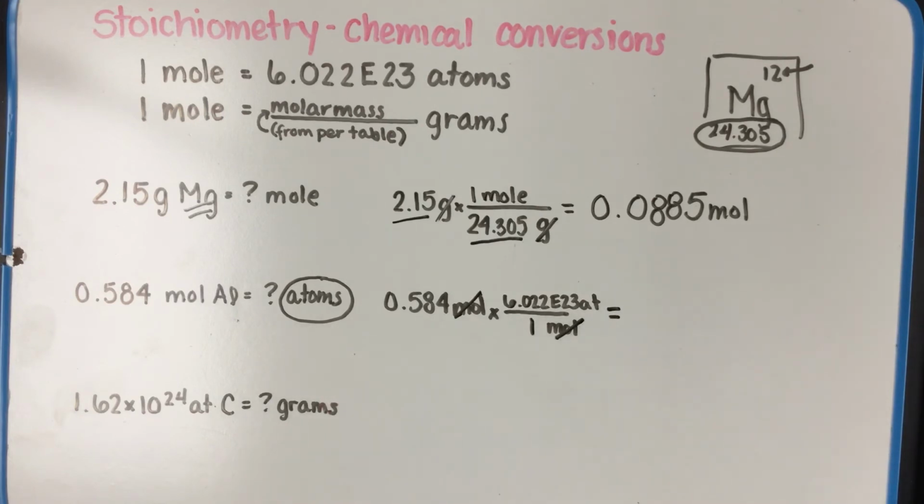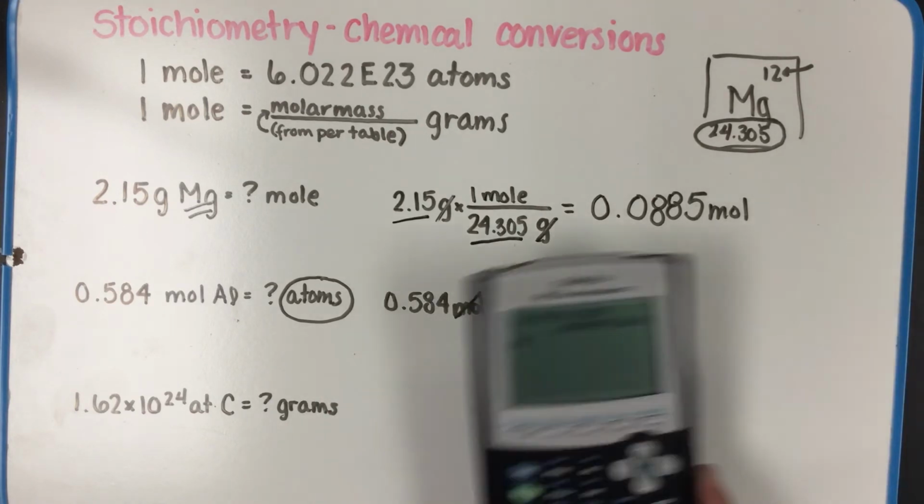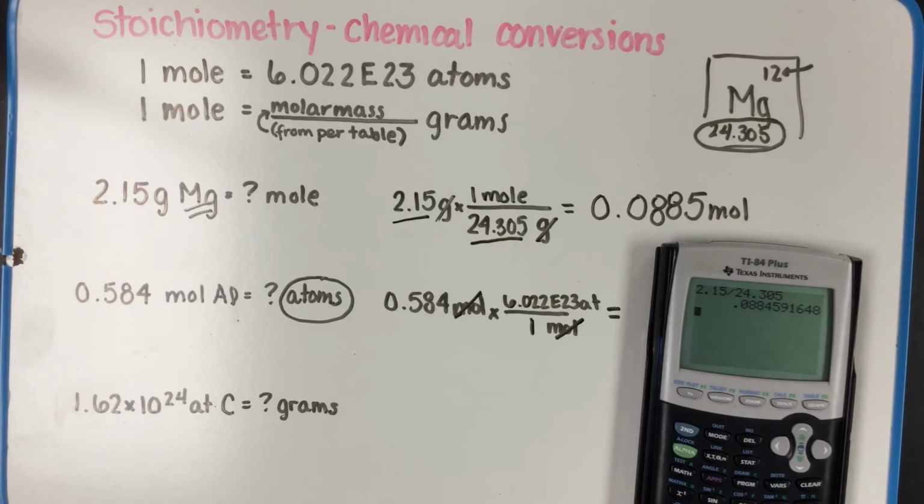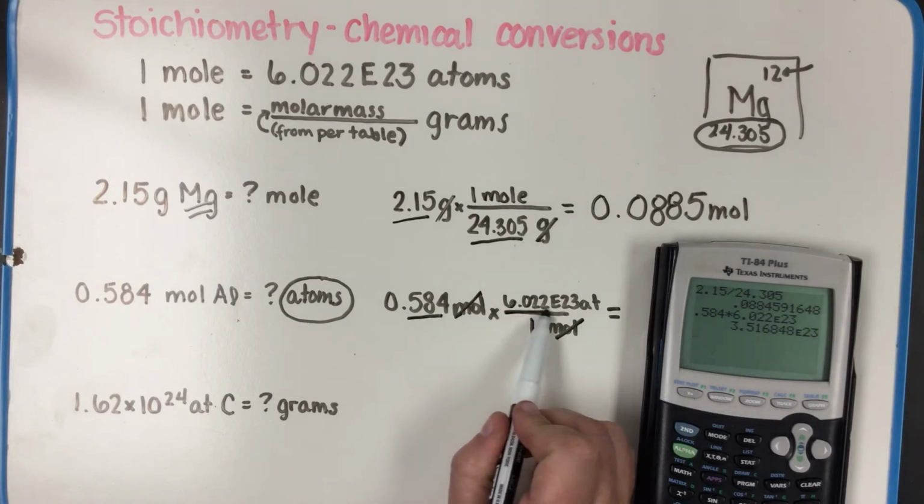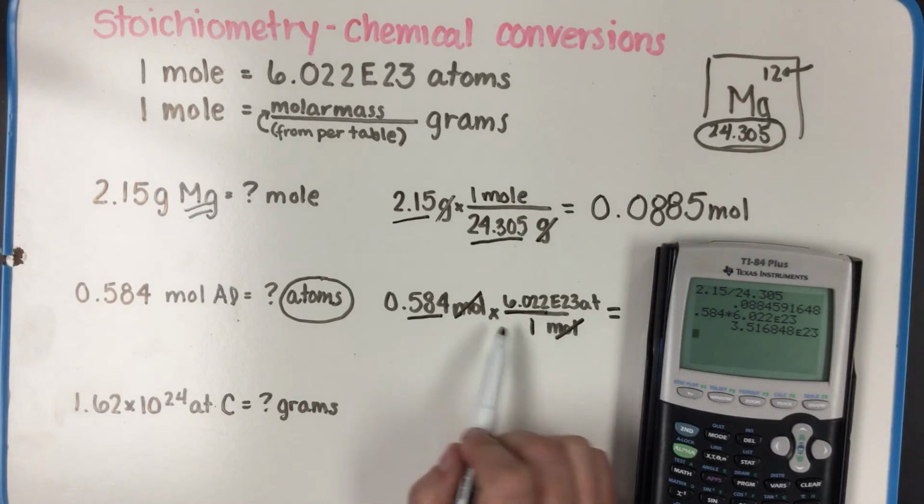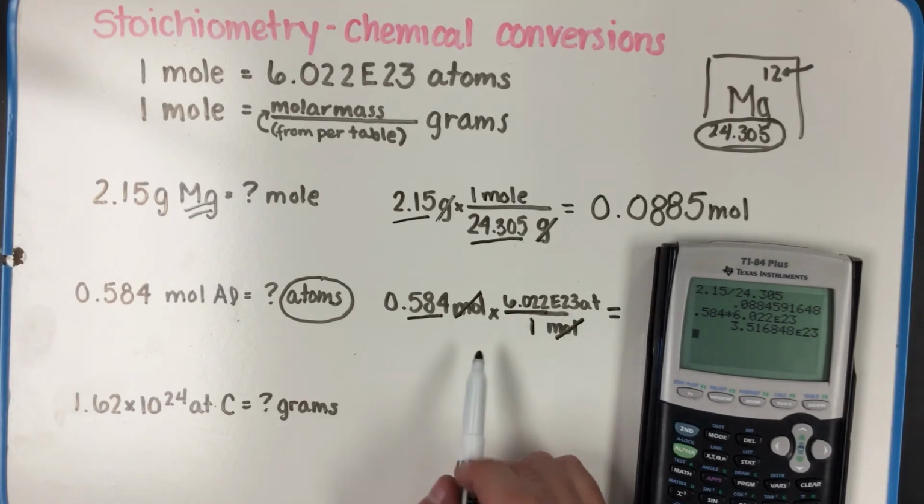Since we want atoms, we're finished the problem, and we grab our calculator again, and we type in 0.584, and this time it's a multiplication problem because the number's on top, times 6.022. Use the E button for the exponent of 23. We hit enter. We check our sig figs. This has 3, this has 4. The 1 is a full number, so we don't actually use that to limit us. So 3 versus 4, we're going to keep 3.